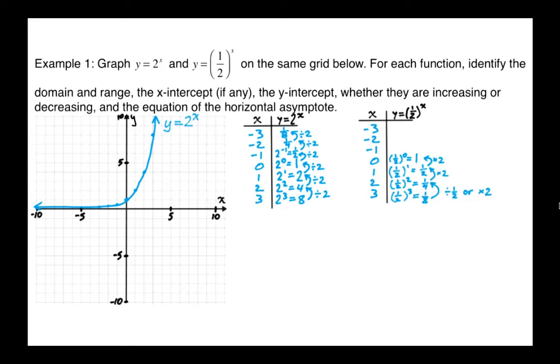And if we continue along like that and multiply by 2 again, 1 times 2 is 2, and multiplying by 2 again, we get 4. Multiplying by 2 again, we get 8.